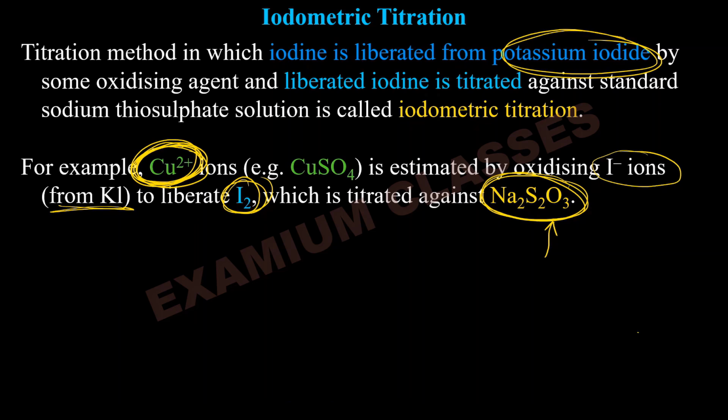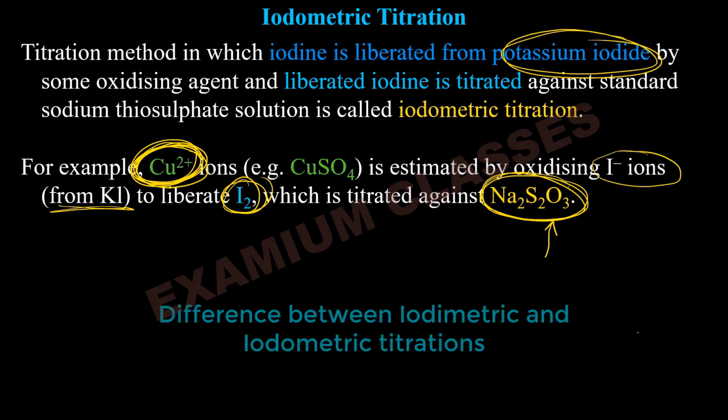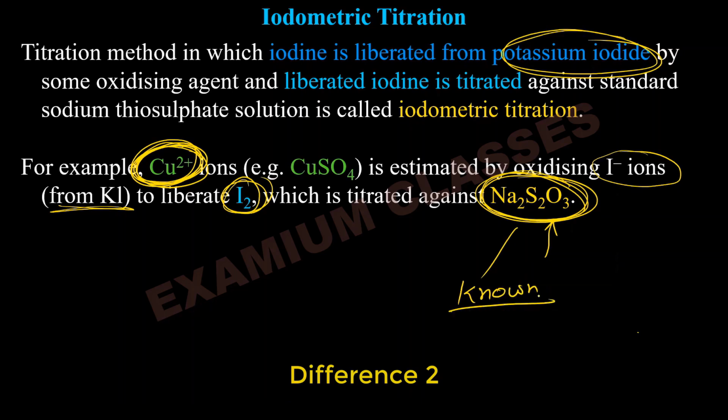So this is unknown. In this case, another difference from iodimetric titration is that the sodium thiosulfate concentration is known. So we use a known concentration of sodium thiosulfate which reacts with iodine liberated from the reaction of copper ion with KI. So from here we can get the concentration of Cu2+. So understand what is the sequence.